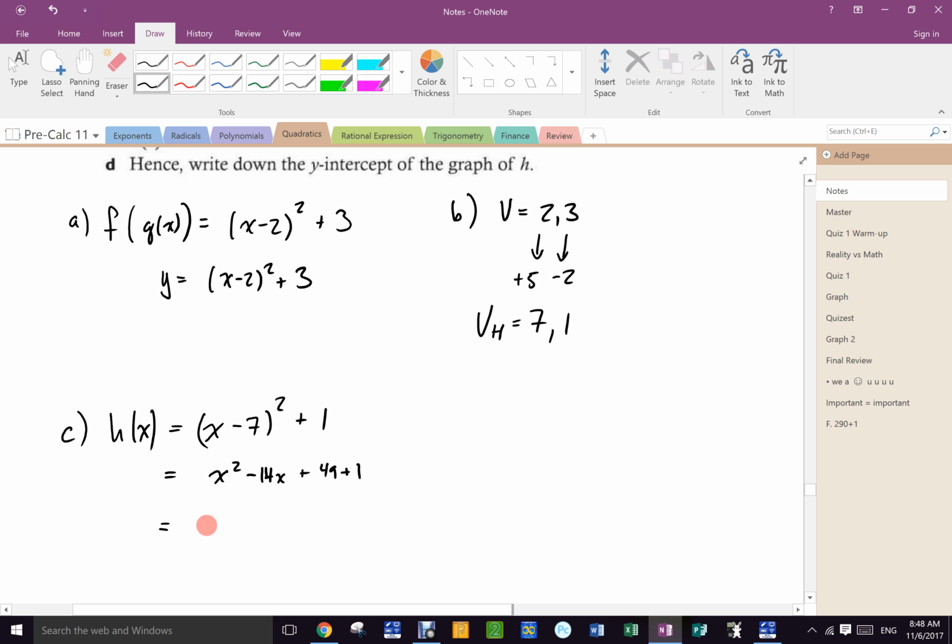Good? And what is D? The new y-intercept? Where do y-intercepts exist? On the y-axis. So it is 0, 50.